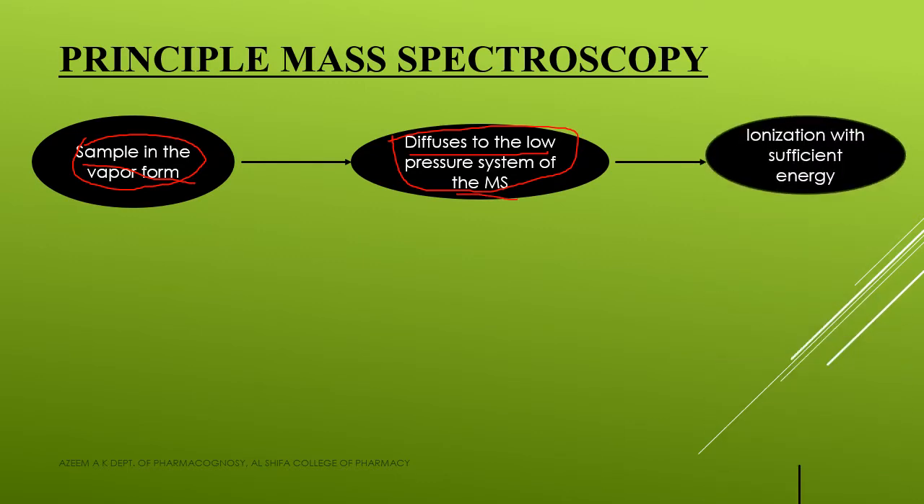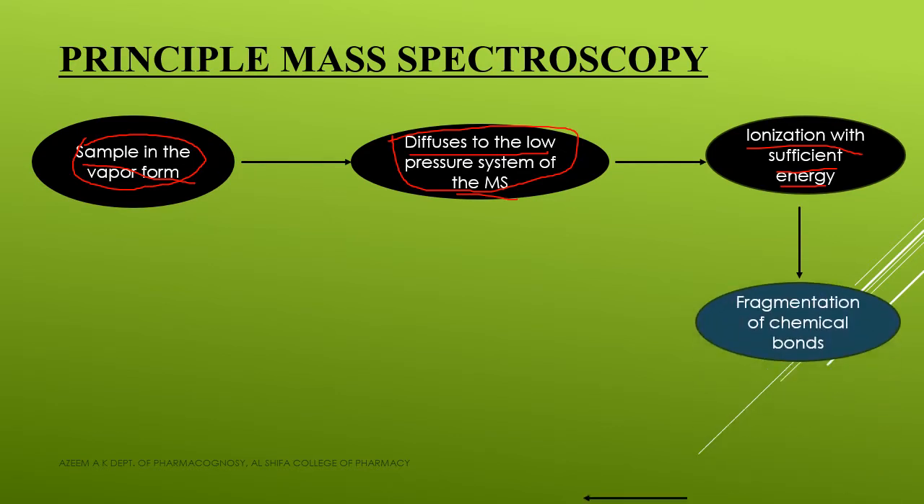In the next step, in the low pressure system of the mass spectrophotometer, it undergoes ionization with sufficient energy. So here the principle should be clear. First we have to convert the sample into vapor form. Then it should be diffused to the low pressure system of the mass spectrophotometer. There it undergoes ionization with sufficient energy.